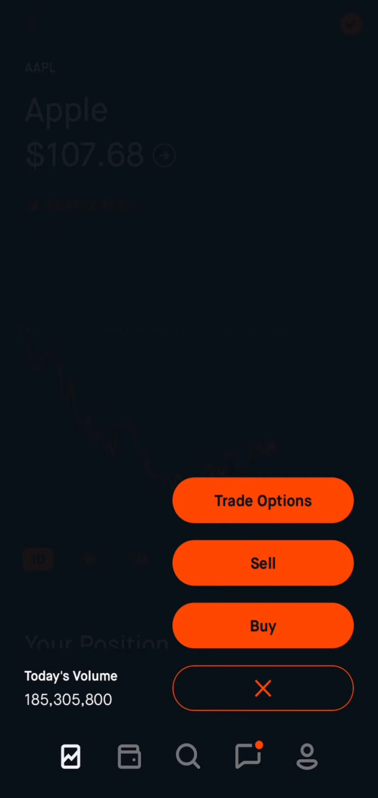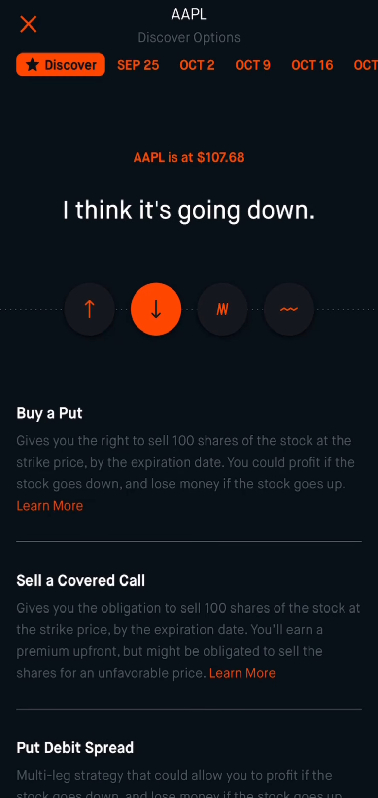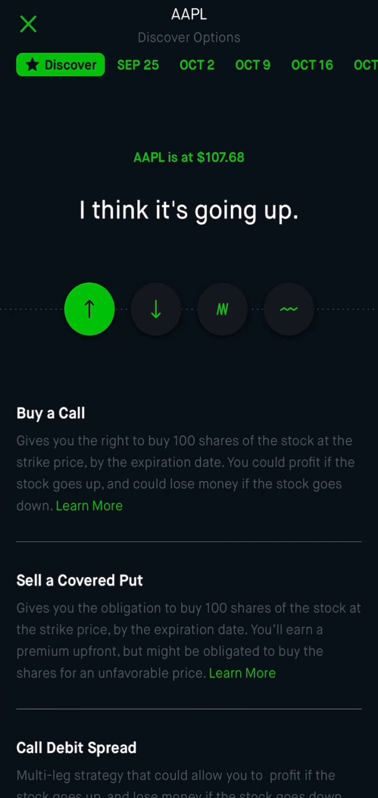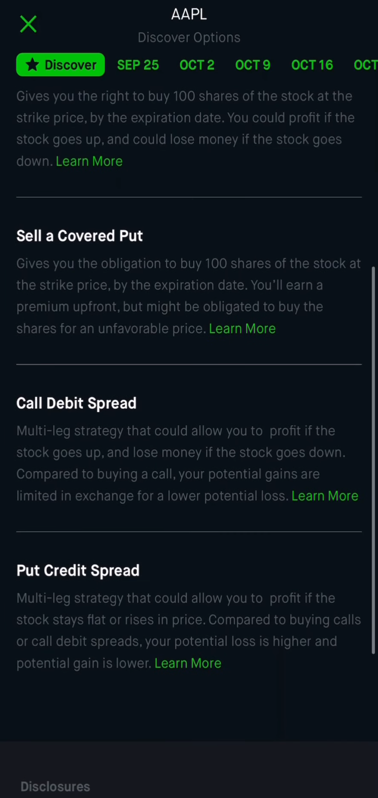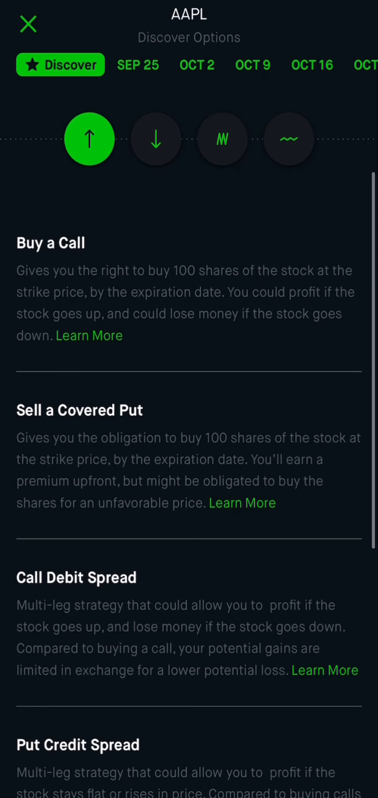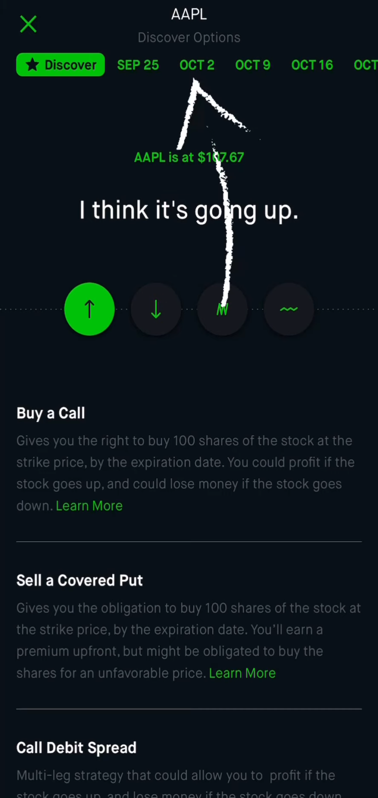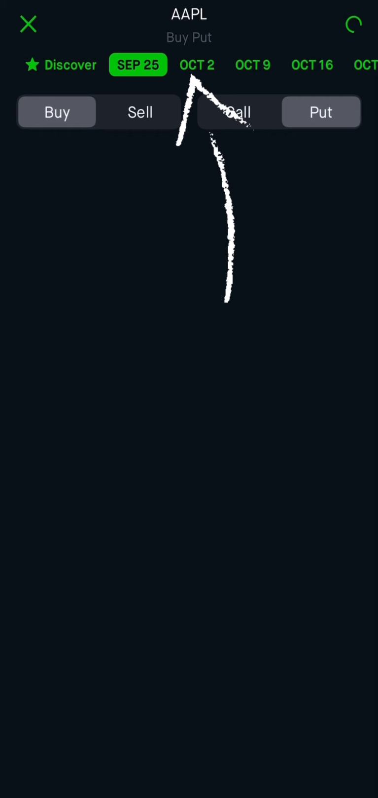So once you enable it, go ahead and press trade options, and don't worry about pressing like I think it's going to go up, I think it's going to go down. That doesn't matter. And then you can actually read some of this stuff too, so you can understand a little bit more about buying a call, buying a spread. But in short, the first thing you do at the top, you see September 25th, you see October 2nd, October 9th. You pick your date first.